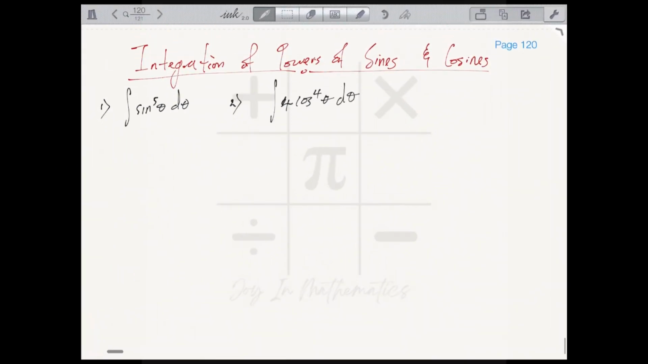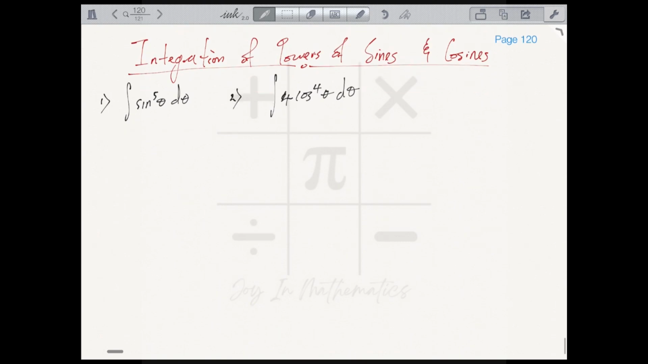Now let's take a look at how to integrate powers of sines and cosines. We have two questions to solve. We're integrating sine raised to power 5 theta d theta, and integrating 4 cos raised to power 4 theta with respect to theta. Now let's lay the foundation.